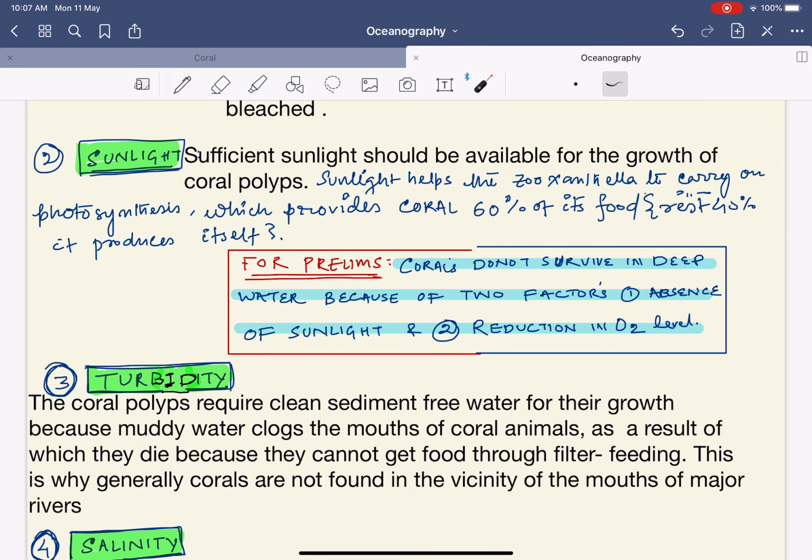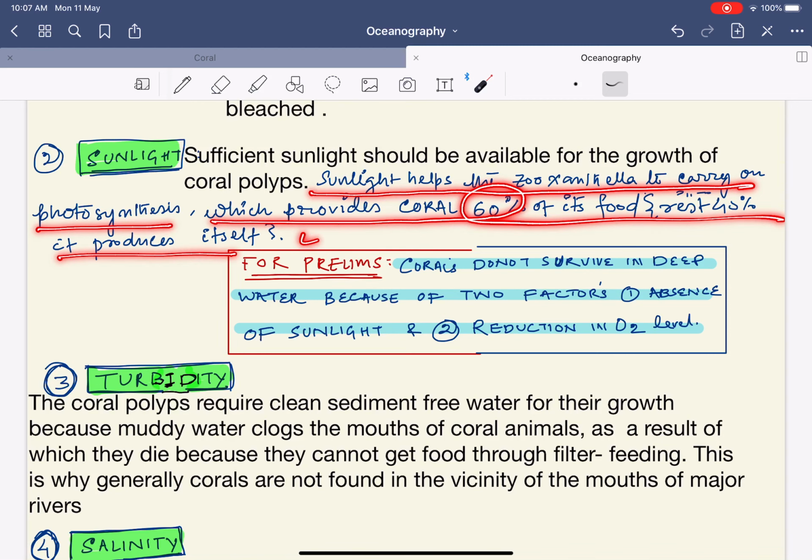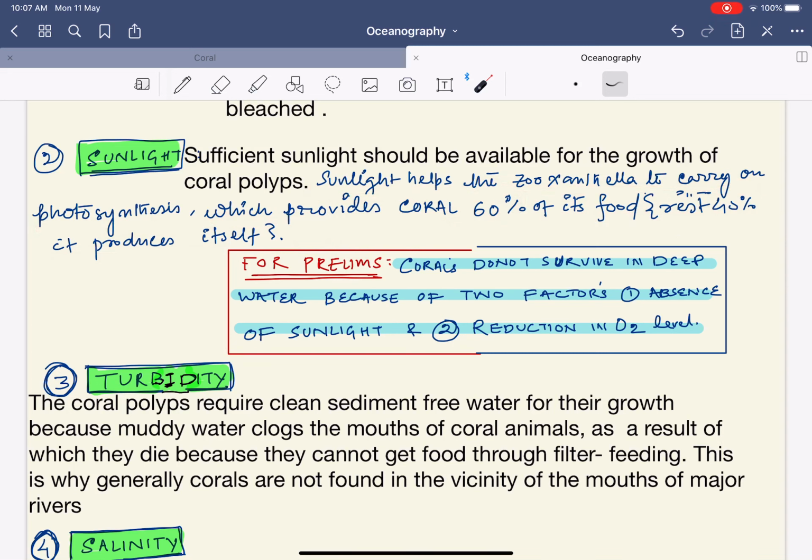Next, sunlight. Sufficient sunlight should be available for the growth of the coral polyps. See, sunlight helps the zooxanthella to carry on the photosynthesis, which provides the coral with 60% of the food that it produces. What I had taught previously.